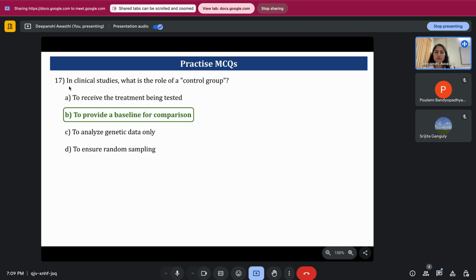Yeah, so I also want to tell you that in this case they mentioned clinical studies. So in the previous question, if in place of clinical trials, clinical studies would have been written, so that would also be kind of a correct option other than the cohort study.